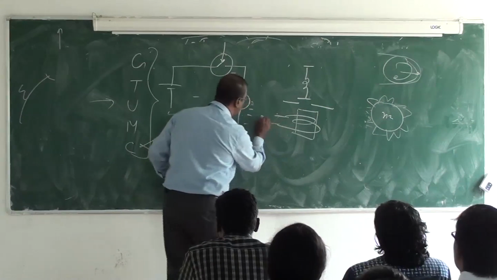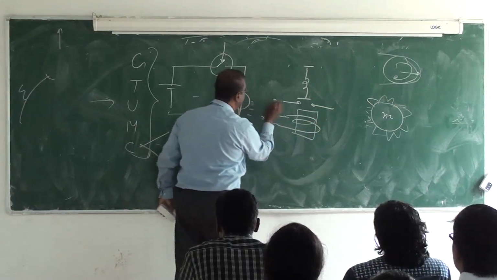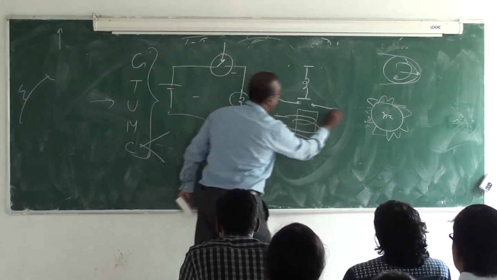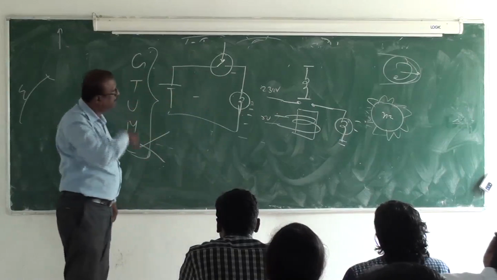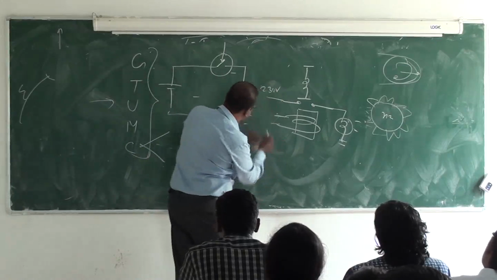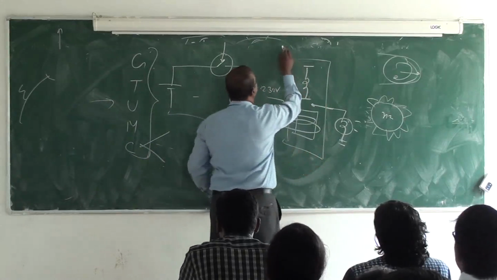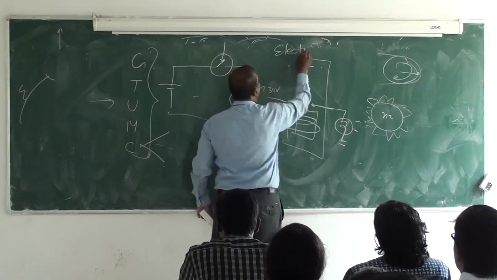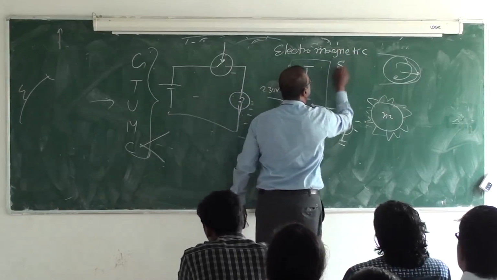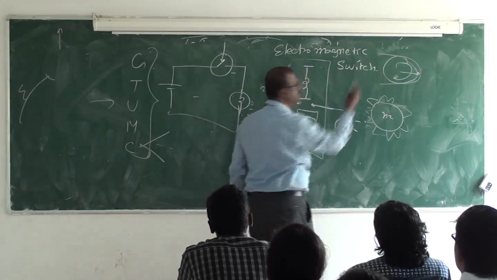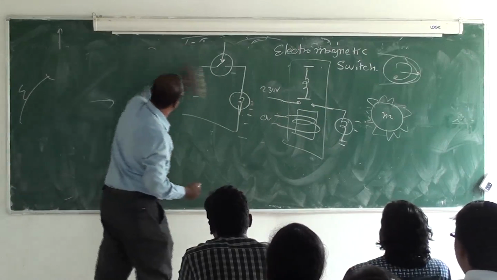So when I apply 5 volts here, then this thing is on. I give a voltage here. I connect a bulb. So the bulb is going to be on. Okay. So now when this is 0 voltage, this is off. They call this an electromagnetic switch. The trick was very simple here.